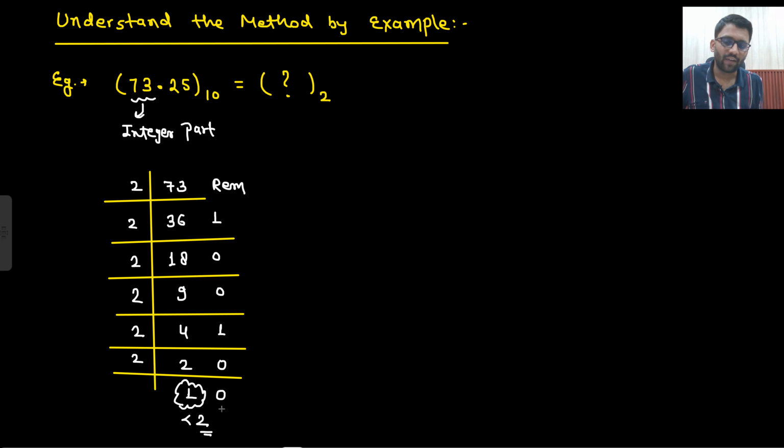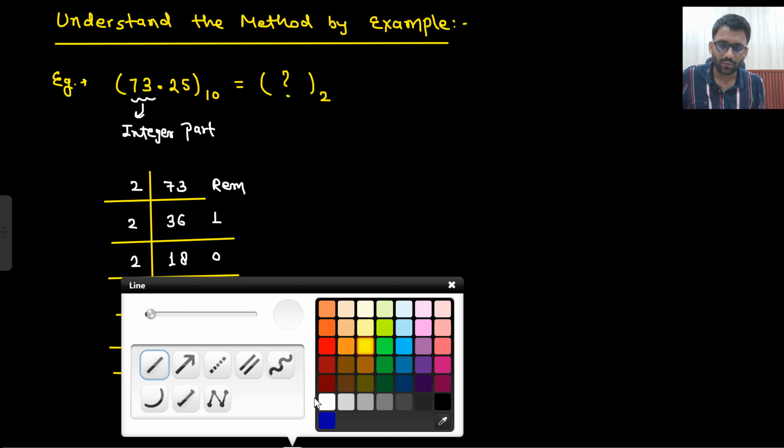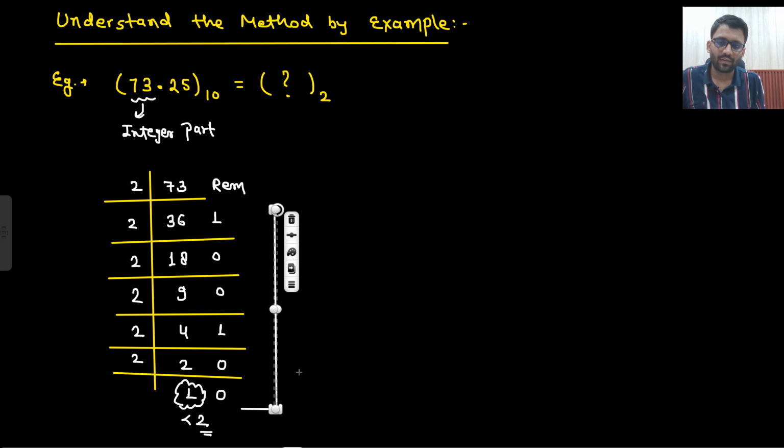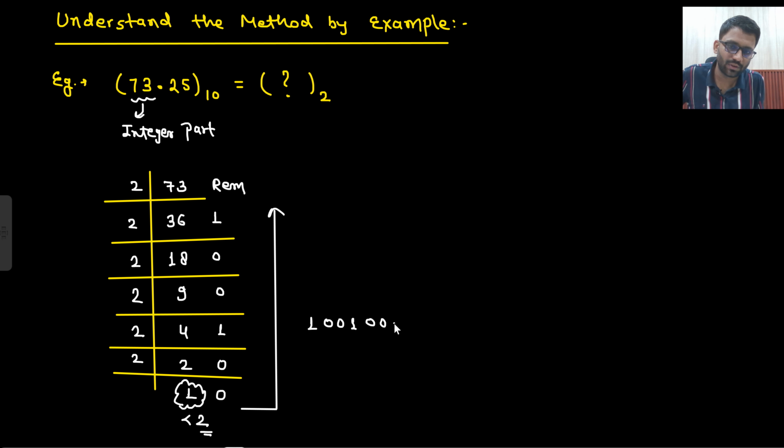Now what I will do? I will go from down to up. So going from down to up, what all numbers am I getting? 1 0 0 1 0 0 1. Surprisingly from up as well I am getting the same number. But don't get confused, I am going from down to up. That is a big blunder from my side. From down to up and from up to down I am getting the same number. So 73 can be written in this manner.